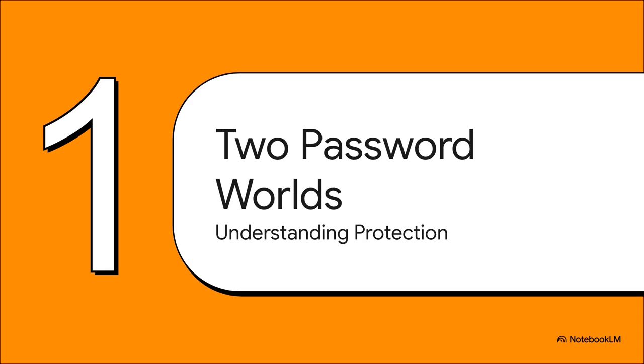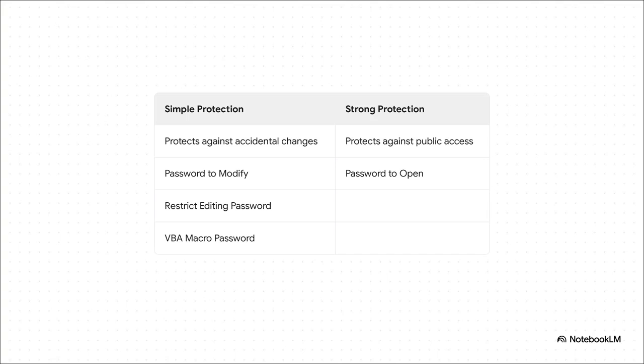Because, and this is the important part, not all Word passwords are created equal. Microsoft has basically built two totally different worlds of protection, and you've got to know which one you're in before you can find the key. And this lays it out perfectly. On one side, you've got what we call simple protection. Think of these as like friendly guardrails, passwords to stop someone from modifying a document or restricting editing or messing with macros. They're just there to prevent accidents.